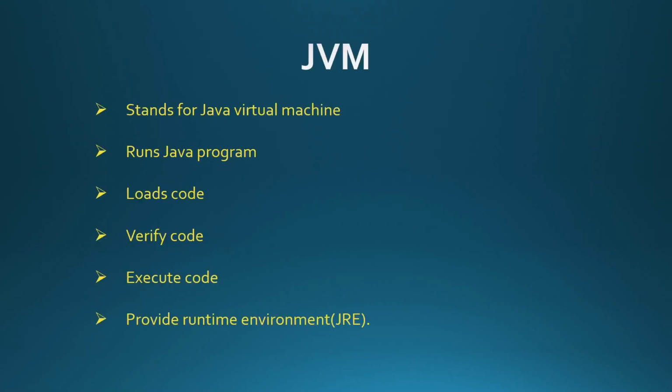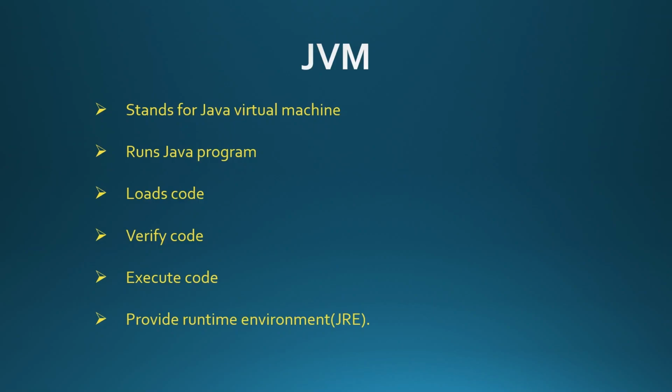So the first one is JVM, right? JVM stands for Java Virtual Machine. It is called a virtual machine because it does not physically exist. JVM is a part of Java that runs our program.